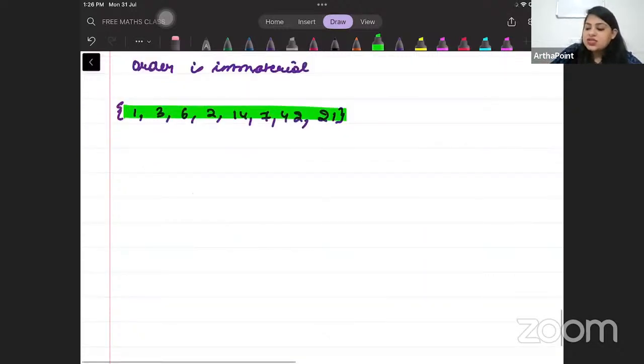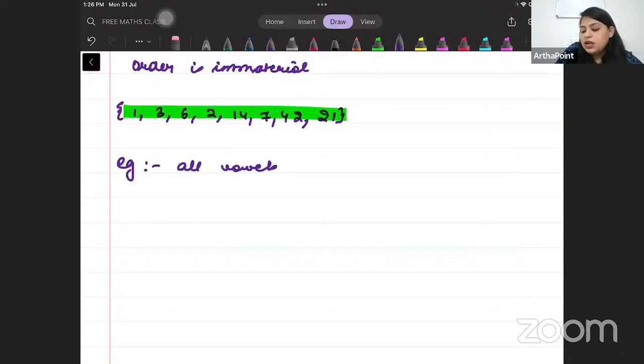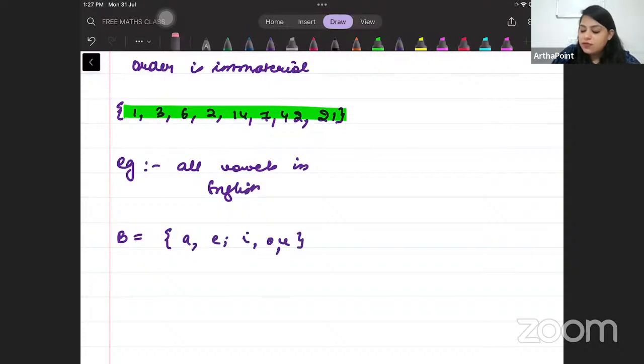Similarly, suppose I ask you to write in the roster format all vowels in English. You can represent that set by B, suppose. So B is that set which has all vowels. Which vowels are they, beta? A, E, I, O, U. These are the different vowels that you have. Okay? Similarly, odd numbers, etc.